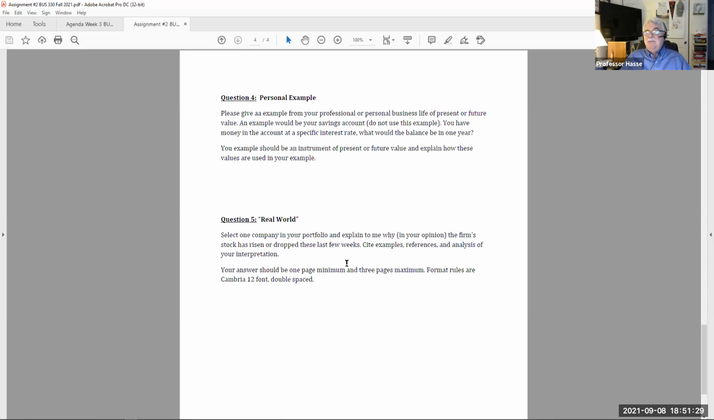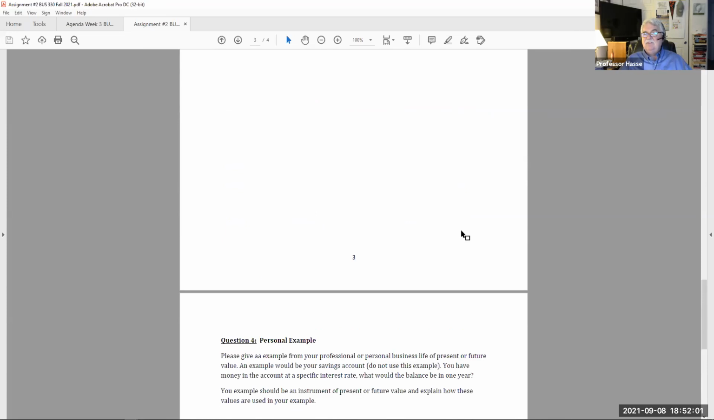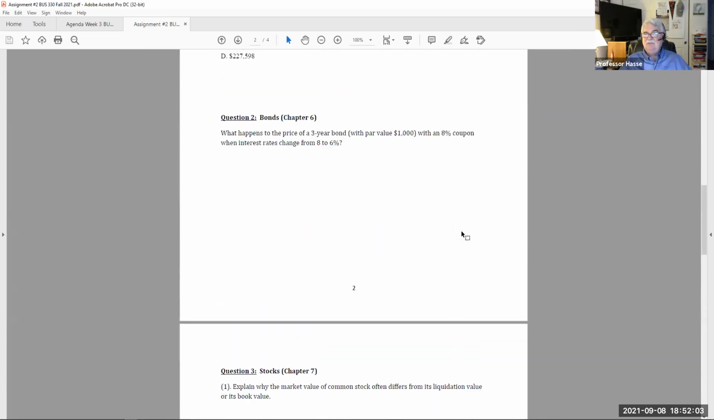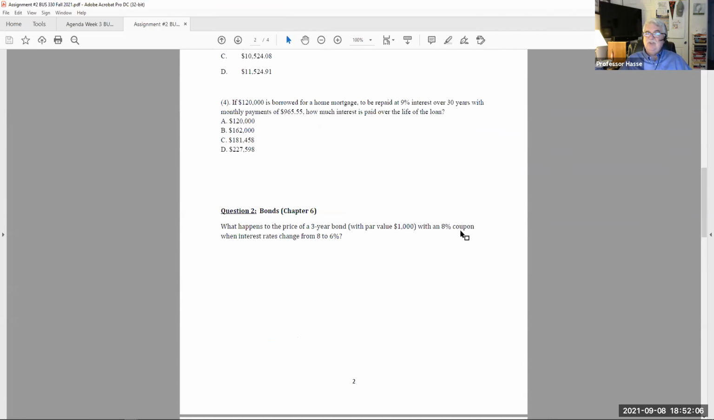So just give me an example from just one of your companies. You don't have to show me any numbers, because I'll know when you tell me the name of your company what it's doing. But I want you to give me your opinion of what market factors, what environmental factors, whatever has caused this company to change in value up or down in the last couple of weeks. I want you to give me an example of that and your interpretation of that. So you're doing some present and future value calculations. You're answering some questions about how markets change.